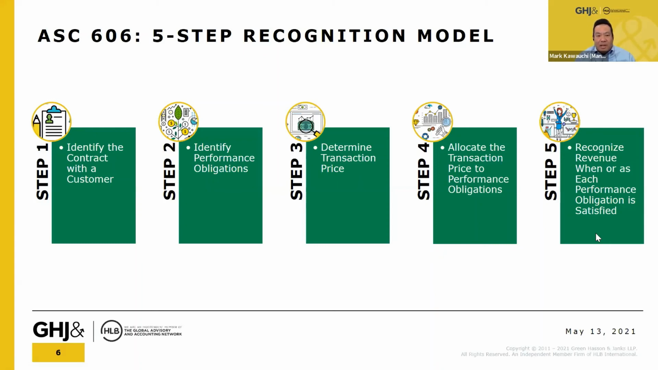And these are the two areas that I think most of our clients who implemented Topic 606 really struggled with, and spent more time to ensure that they identified all the obligations and what period of time each gets satisfied.